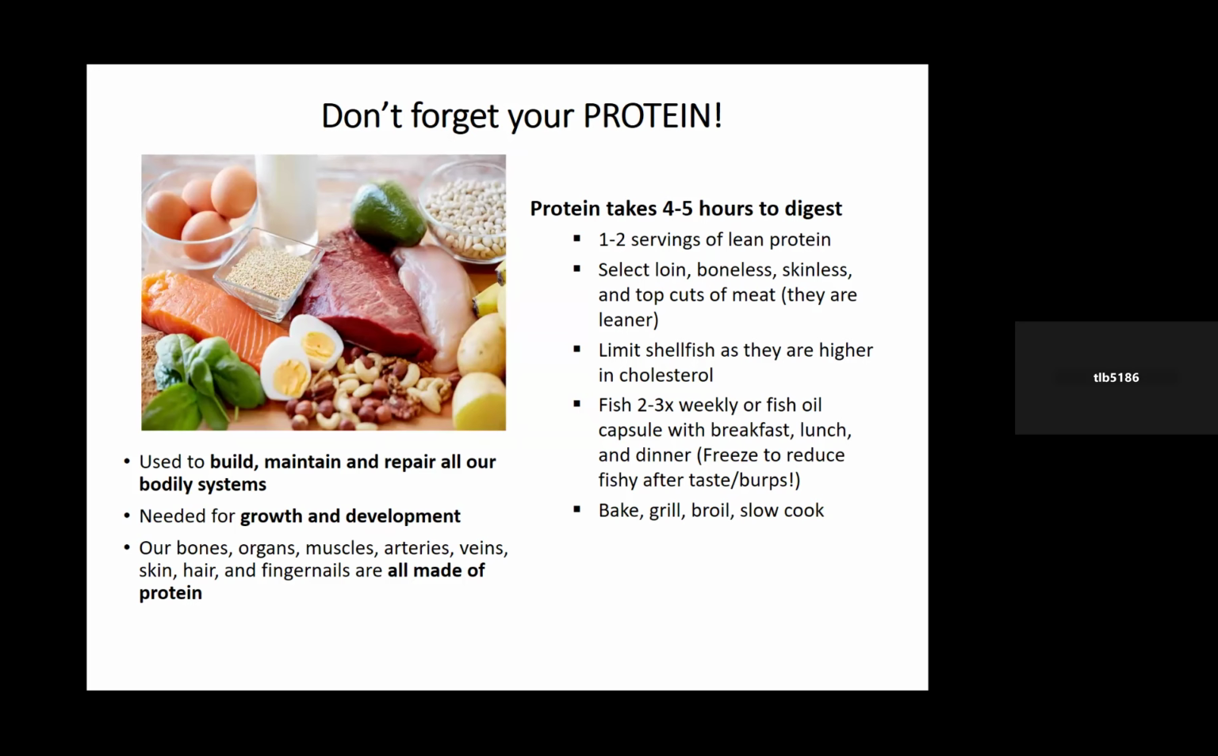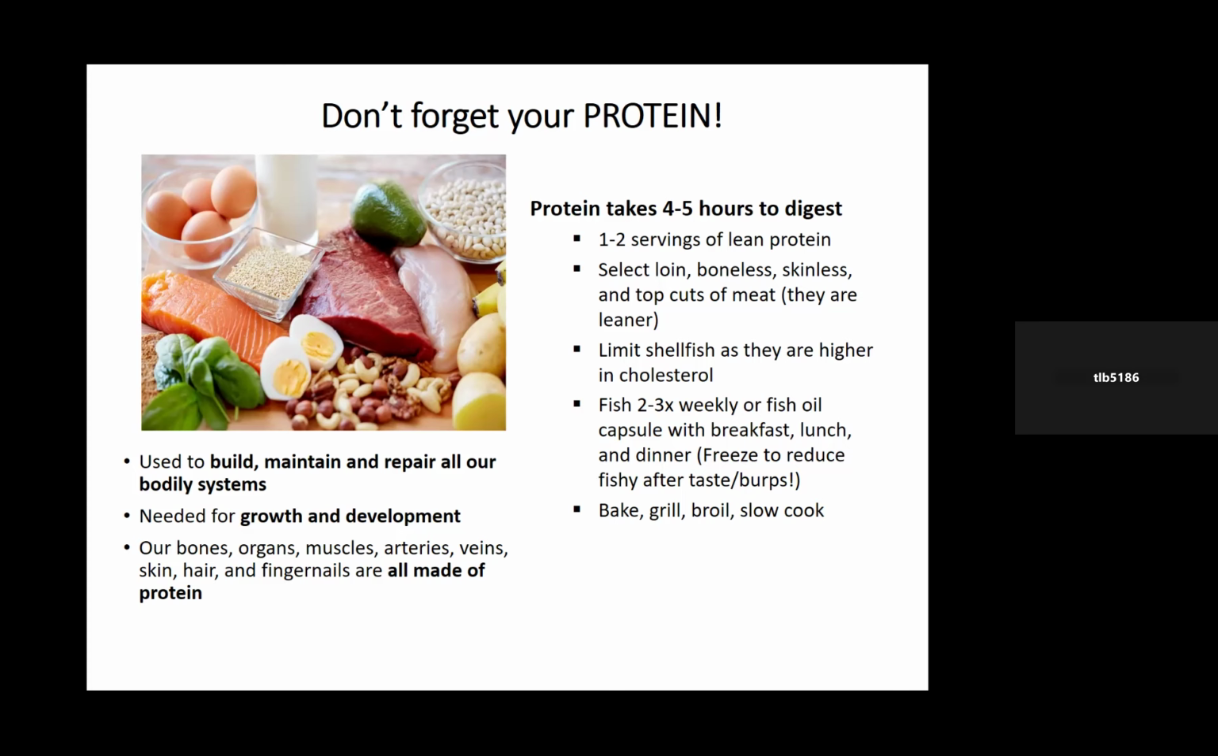Protein is used to build and maintain body systems. It helps to repair. It helps in our growth and development. It helps with our bones, organs, muscles, arteries, our veins, our hair, our skin. They're all made of protein. So a protein intake is very important. We should have 1 to 2 servings of lean protein.